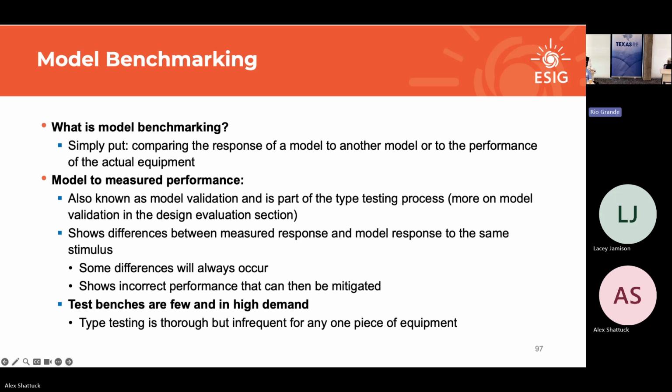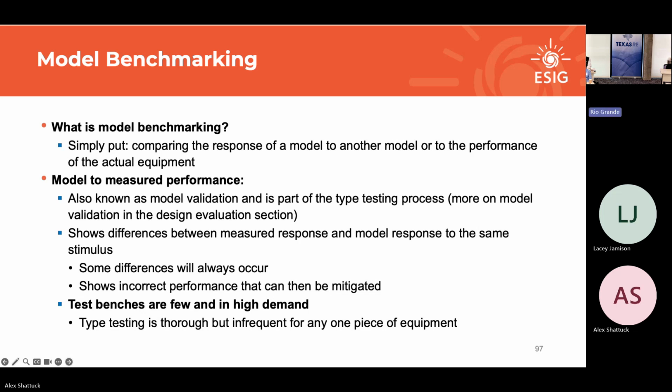So model benchmarking: why model benchmark, and what is it? This is my definition. There are definitely other definitions, but simply put, it's comparing a model to another model, or to the performance of the actual equipment. The last piece is technically model validation, but I say benchmarking. I'm probably wrong, but that's what I say.